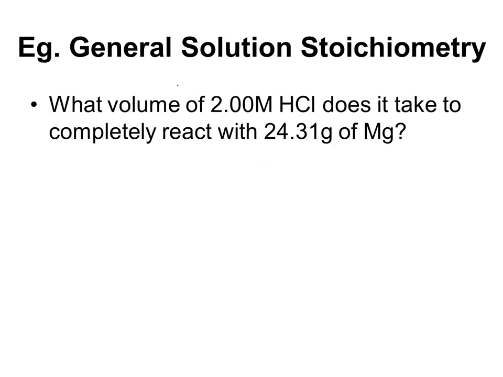Here's a fairly general solution stoichiometry question. It's asking what the volume of a 2 molar solution is, so this is again moles per liter, which is what that capital M means. So a solution that is 2.00 moles per liter hydrochloric acid. What volume of that solution does it take to completely react with 24.31 grams of magnesium metal?